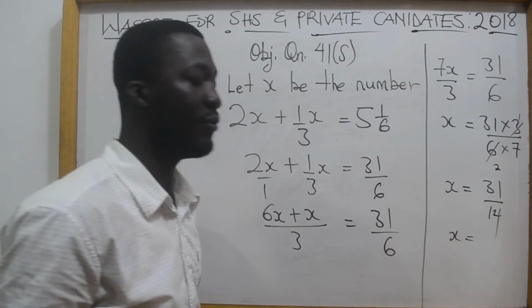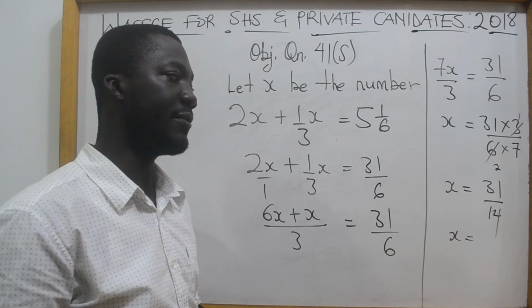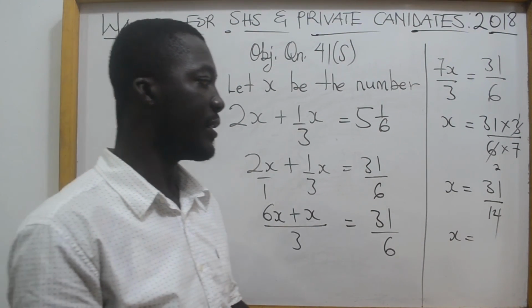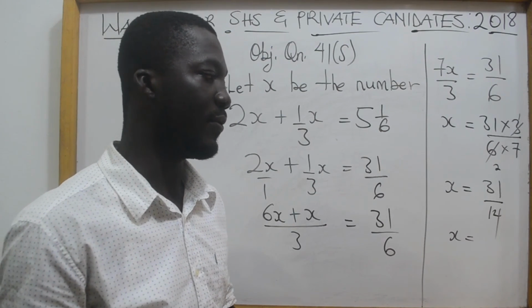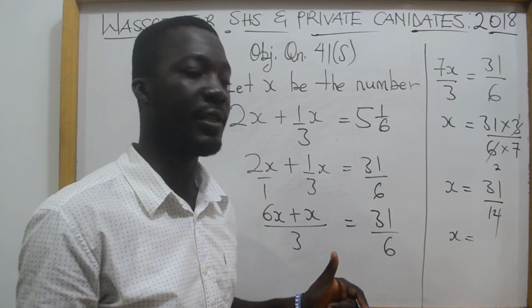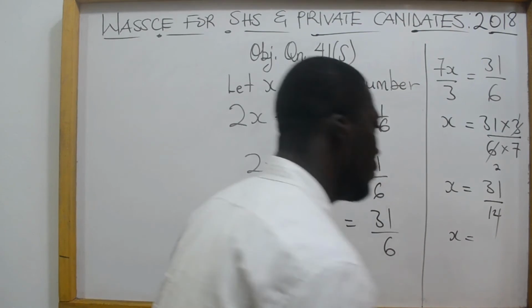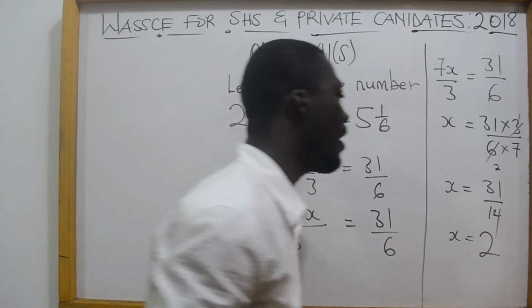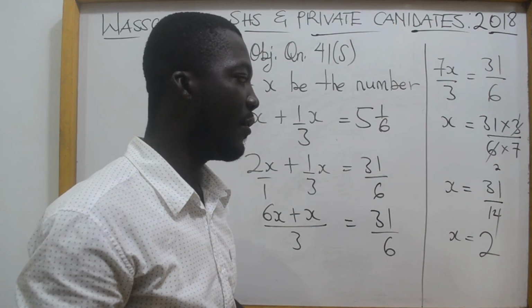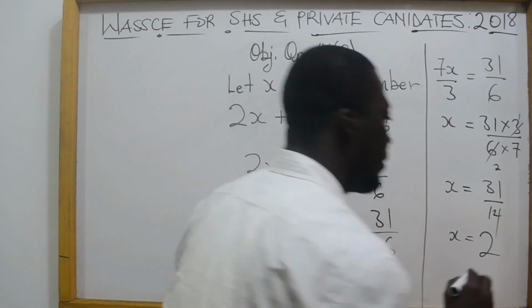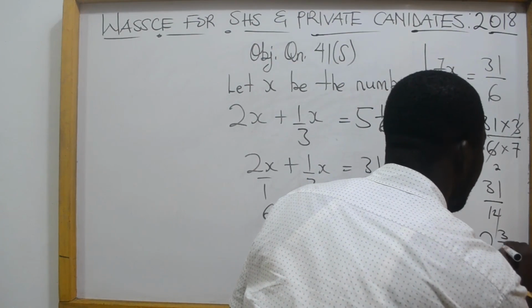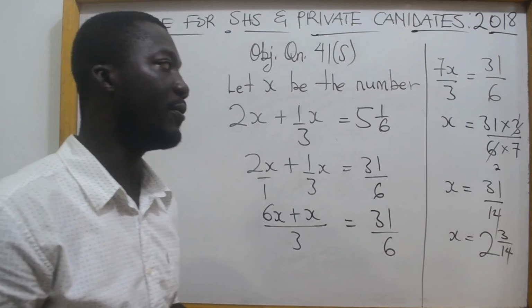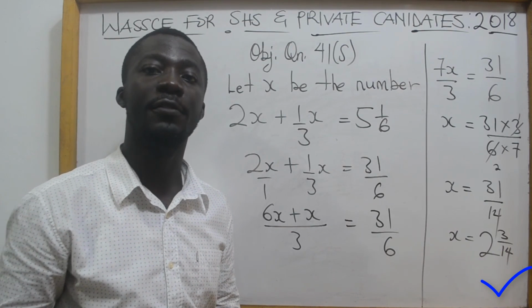And to leave our answer in a mixed fraction, 14 goes into 31 is 2, which is 28. So 2. Then we have a remainder of 3 out of 14. So that is our final value for x.